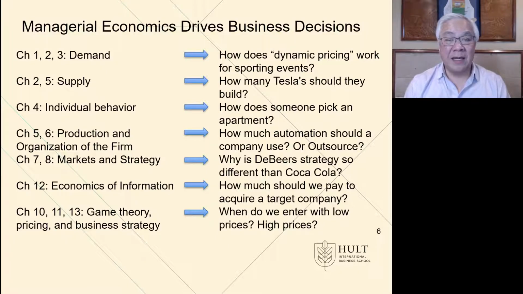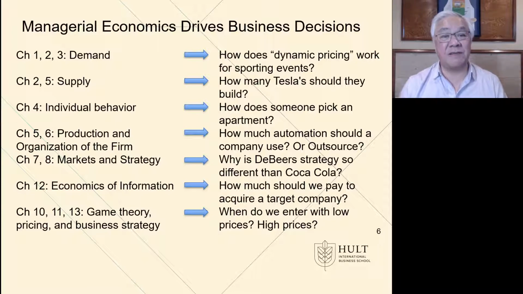Next is supply. How many Teslas should they build? How can they gauge a level of demand and when that demand would occur? Then there's individual behavior. How does someone pick an apartment? What are the criteria that they use when doing so? And what is the price they're willing to pay for that apartment? In the area of production, how much automation should be used, or should they outsource altogether? In the area of marketing and strategy, how would De Beers' strategy relate to their markets in such a different way than Coca-Cola's to their markets?